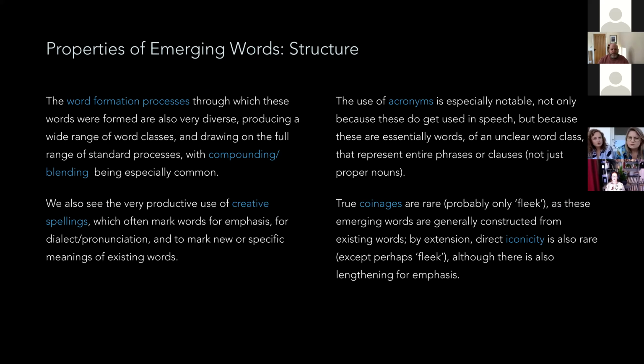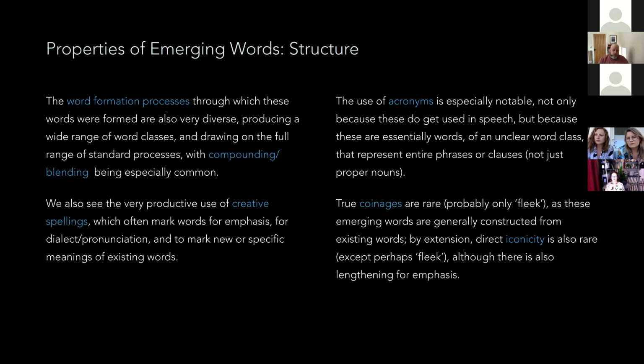Normally acronyms that take off in a language are things like NASA or CNN. These are proper nouns, and so they're kind of unproblematic as words because these are things that would be stored in the lexicon as words. But these aren't. These are like "that feel when" or "am I right?" These are not traditional words. They are words, but they're not of a traditional word class. And this is interesting, I think, because they represent these entire phrases and clauses as words. And I don't know if there's a good analog for that or a good way of treating that. I guess maybe as a construction.